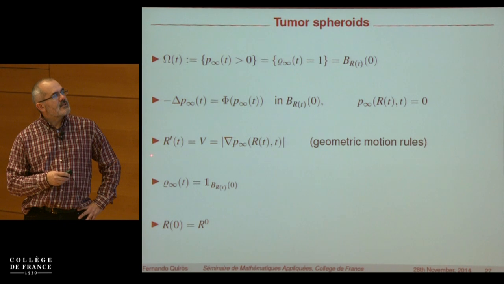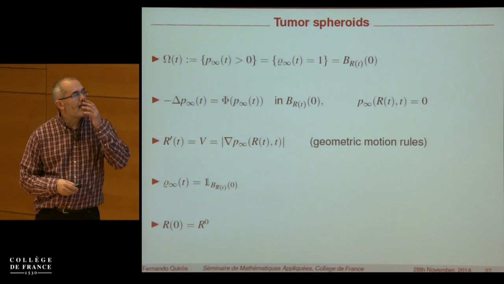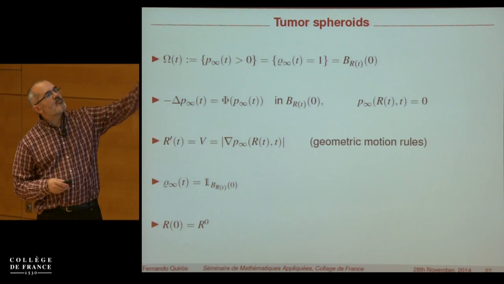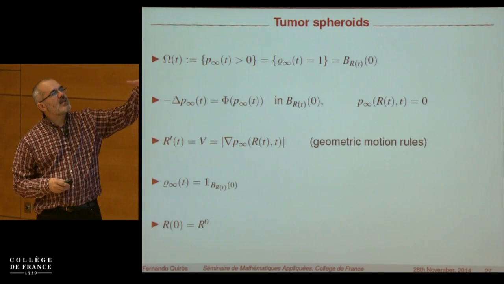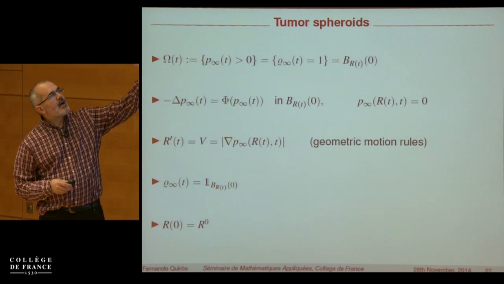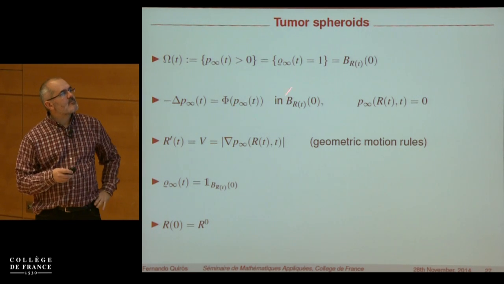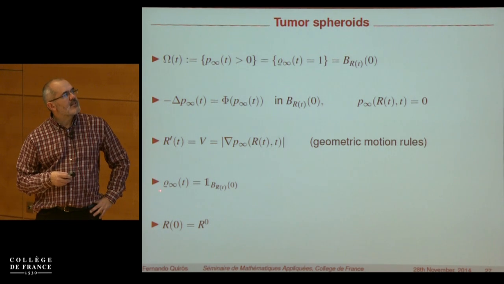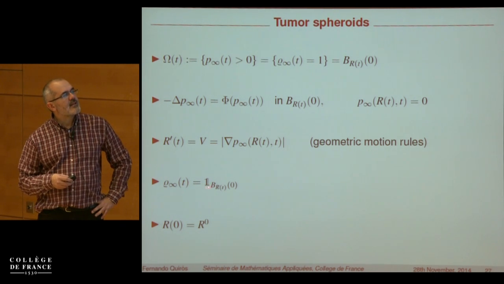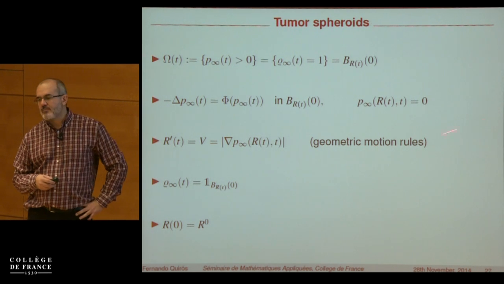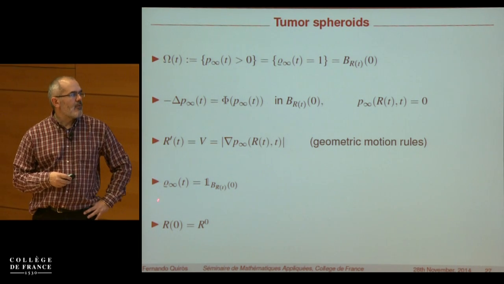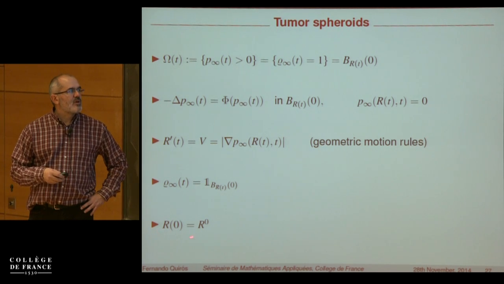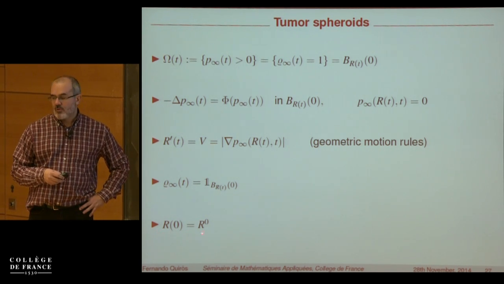And then you have these geometric motion rules. With all these things, you can just compute. It's possible to prove that there's an R and a P that solve this, okay? And then once you have that, you just define the density at time t as the indicator function of the set where P is positive, okay? And you have to prescribe an initial radius for the spherical tumor, okay?